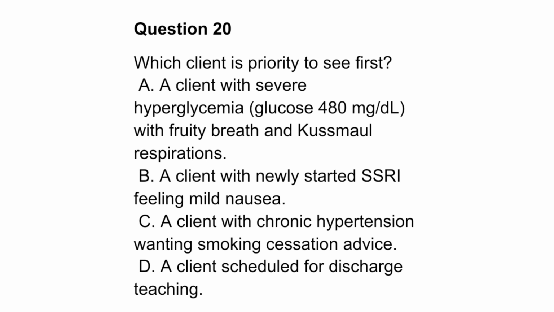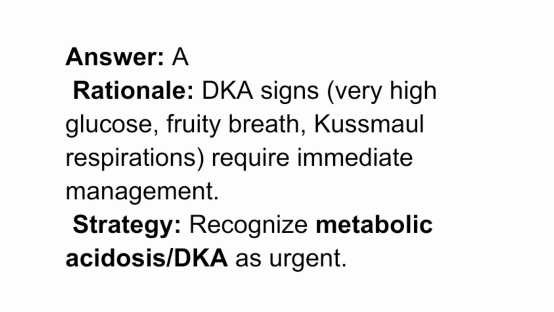Question 20. Which client is priority to see first? A. A client with severe hyperglycemia, glucose 480 mg per deciliter, with fruity breath and Kussmaul respirations. B. A client with newly started SSRI feeling mild nausea. C. A client with chronic hypertension wanting smoking cessation advice. D. A client scheduled for discharge teaching. Answer: A. Rationale: DKA signs, very high glucose, fruity breath, Kussmaul respirations, require immediate management. Strategy: recognize metabolic acidosis/DKA as urgent.